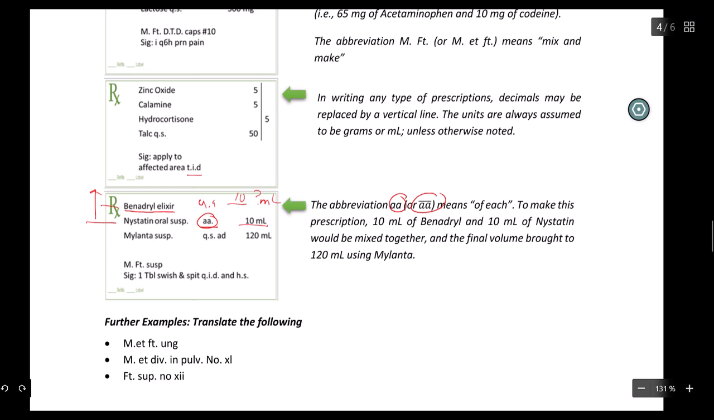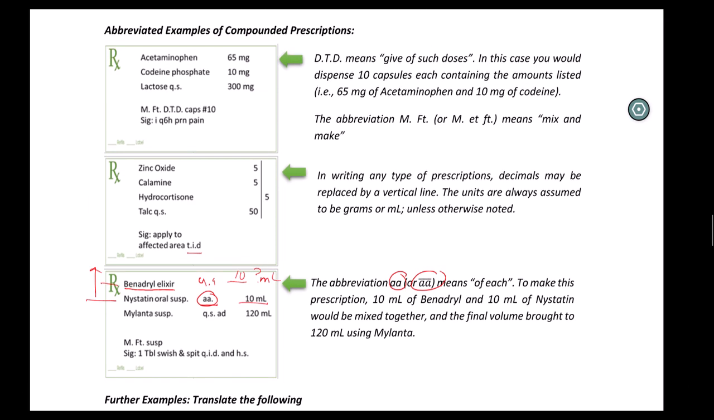That is a little different than what we saw in the beginning. Here we have DTD, which means of such doses, which means everything has a unit on it, and it's telling you how much to put into the capsule. Here, it's telling you of each. So both 10 mLs of nystatin plus 10 mLs of Benadryl would be in the formula. And then you would QS. QSAD is the same exact way of saying QS, or add sufficient quantity up to, 120 mLs.